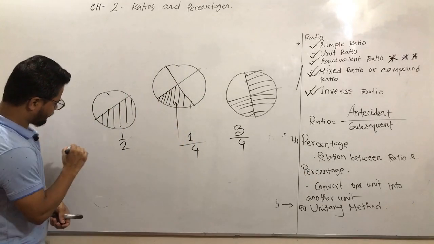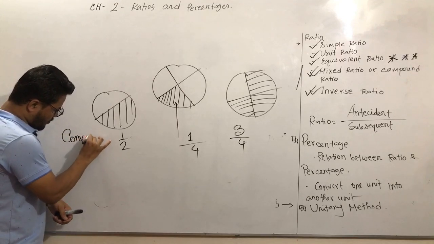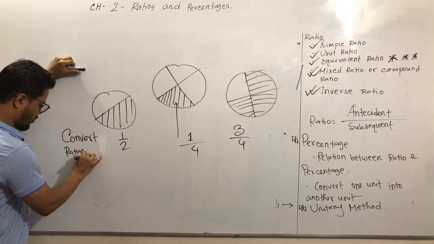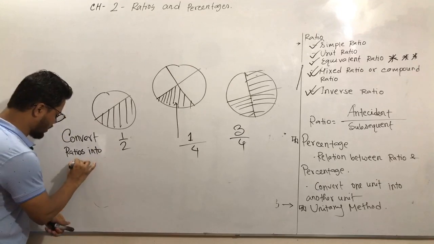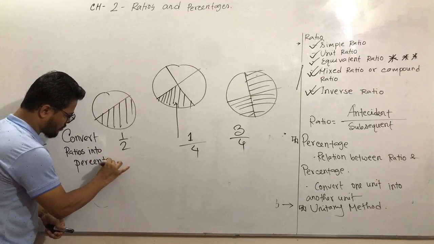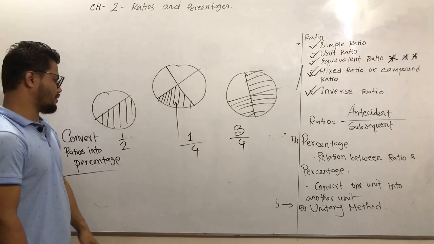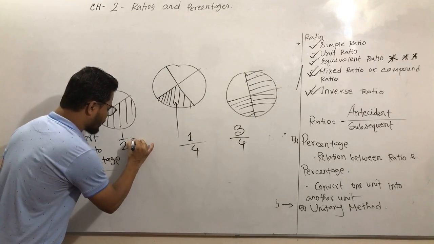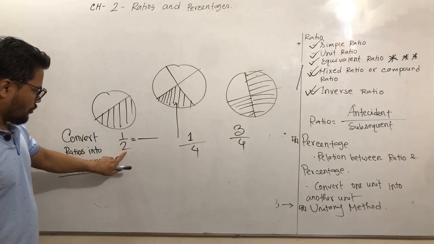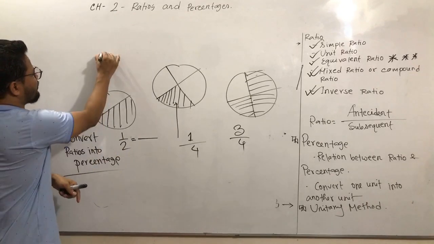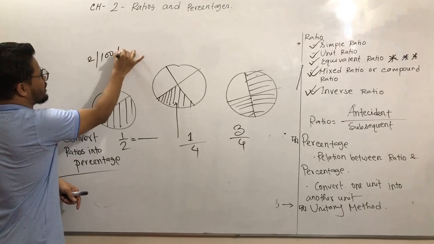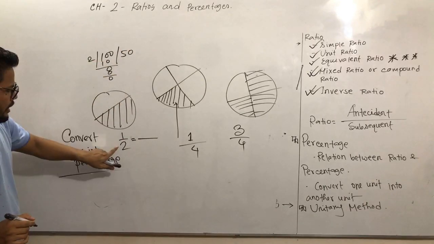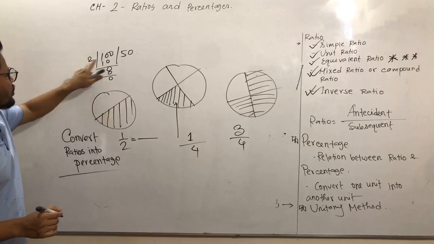Now we can convert ratios into percentages. Percent means you have to compare with 100. So if you compare 1 by 2 into 100, first divide 100 by 2, and you will get 50.